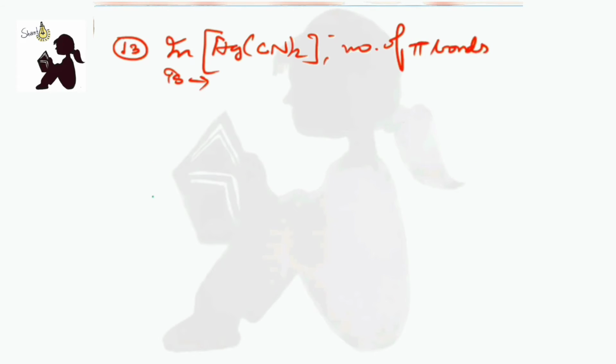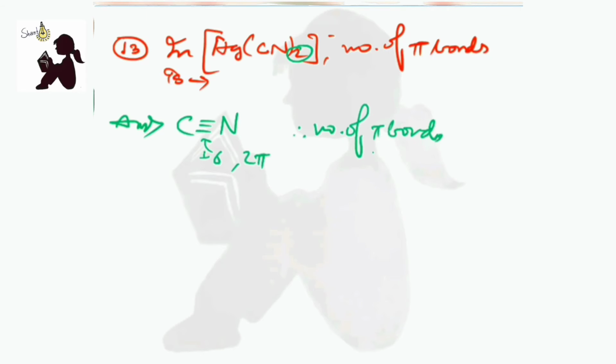Now for the 13th question, that is the number of pi bonds in AgCN2. Now we have to know the structure of CN for this. So you can see there is one sigma bond and two pi bonds here. So we have two CN here, so the number of pi bonds will be 2 into 2. It is 4. So the number of pi bonds is 4.